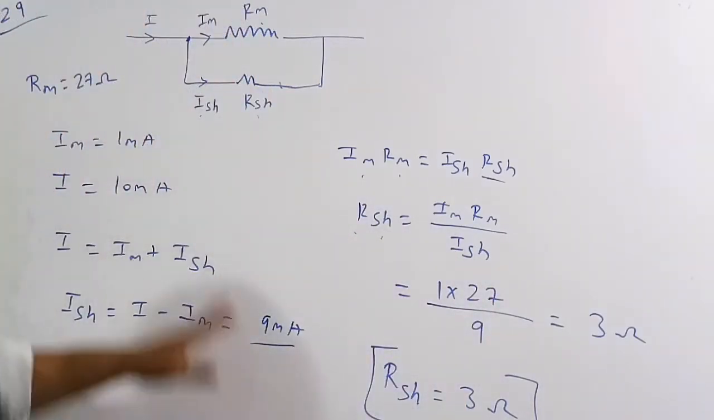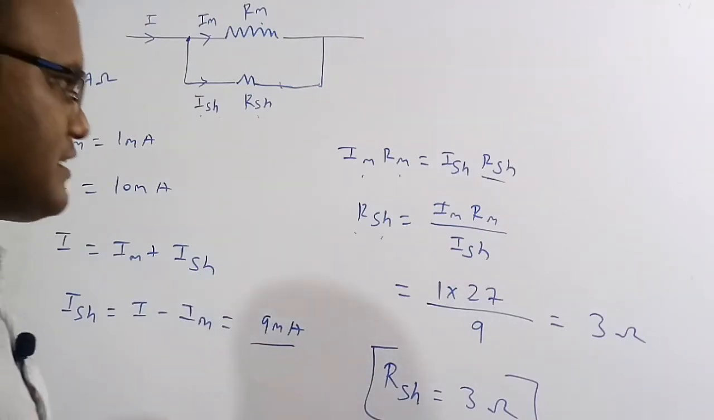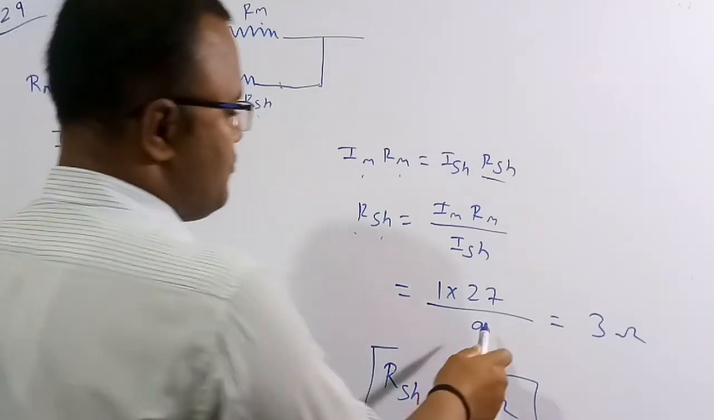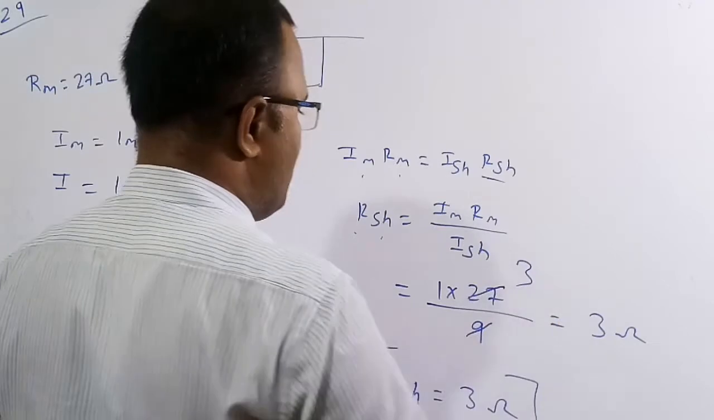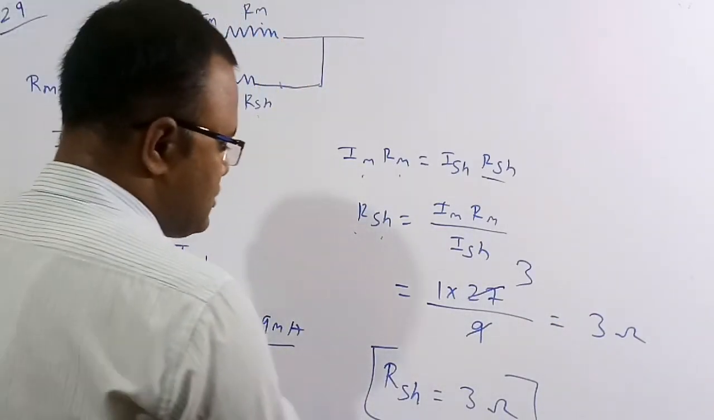So the value of IM is 1, the value of RM is 27, and the value of ISH is 9. So therefore, if you do this, 9 3s are 27. So therefore RSH is equal to 3 ohm. So therefore we can conclude that RSH is equal to 3 ohm.